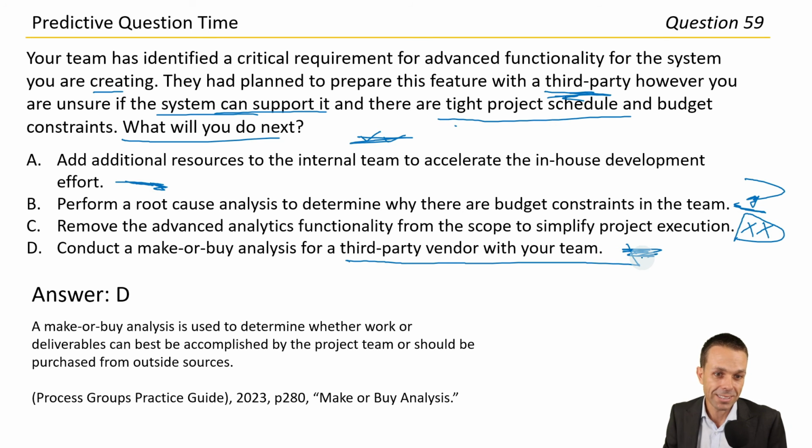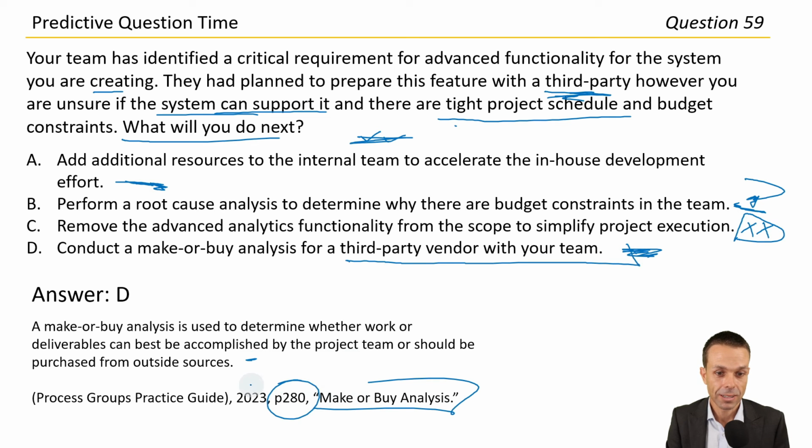A make or buy analysis is determining whether work or deliverables can be accomplished by the project team or if they should be purchased from outside sources. Page 280, make or buy analysis in the Process Groups Practice Guide.